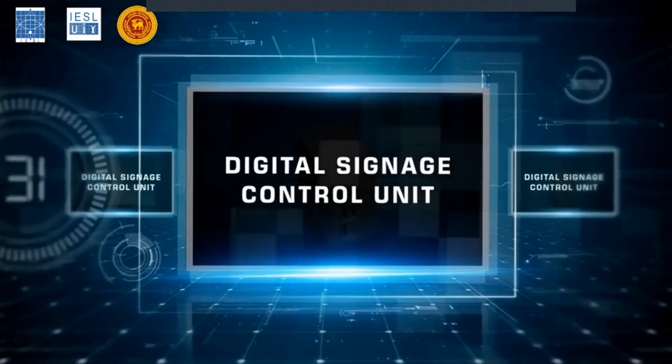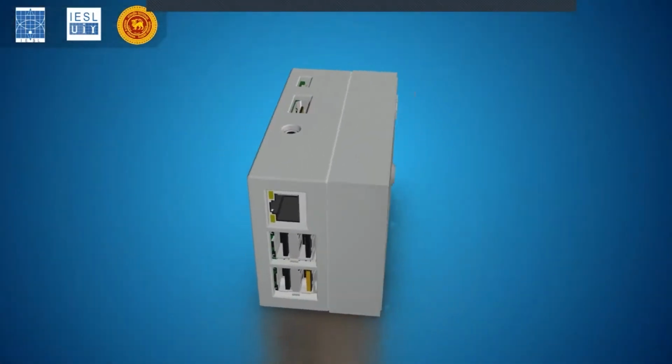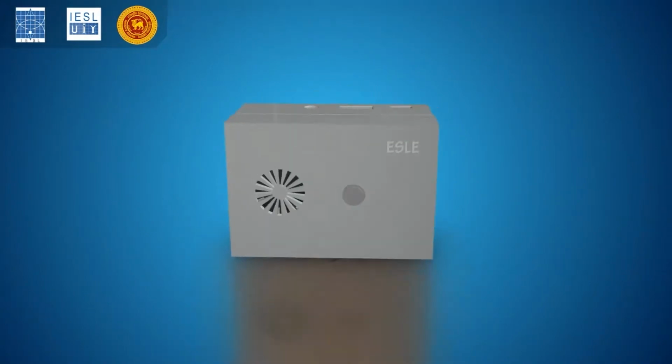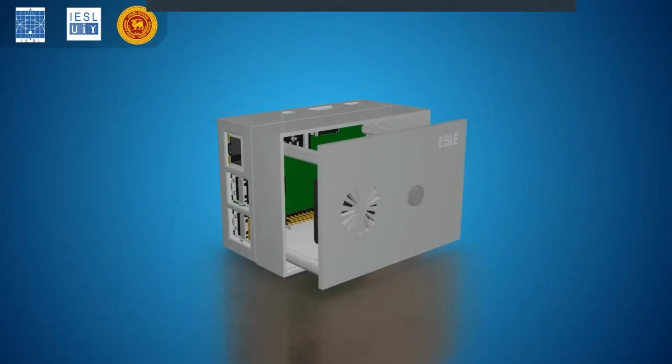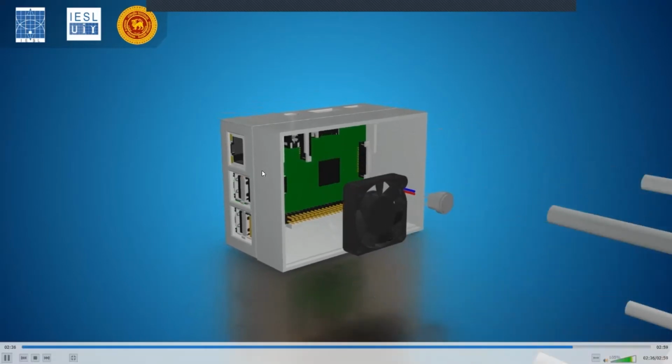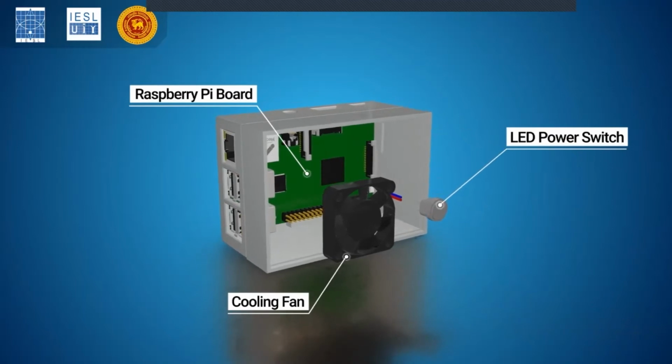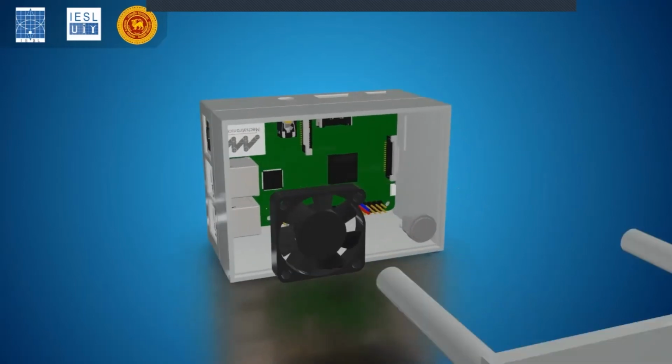Digital signage control unit. The controlling unit is the heart of the whole system. The system fetches the identified person's age and gender in real time and displays the relevant advertisements. It mainly consists of a Raspberry Pi board, an LED power switch, and a cooling fan.